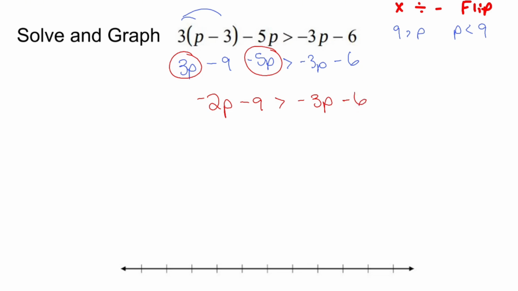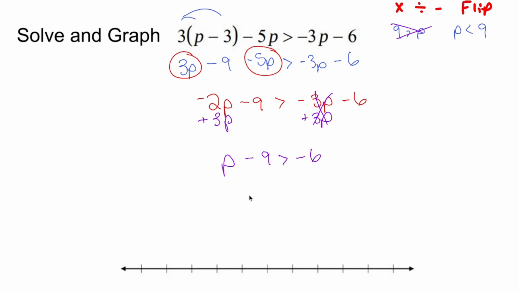Okay, now I have variables on both sides of the inequality symbol. Because I want my variable on the left, I'm going to force it that way and add 3p to both sides. This gets rid of the variable on the right side and puts my variable on the left just like I want it, so we don't even have to worry about that. And this is going to be super nice because negative 2p and positive 3p make 1, so 1p. p minus 9 is greater than negative 6.